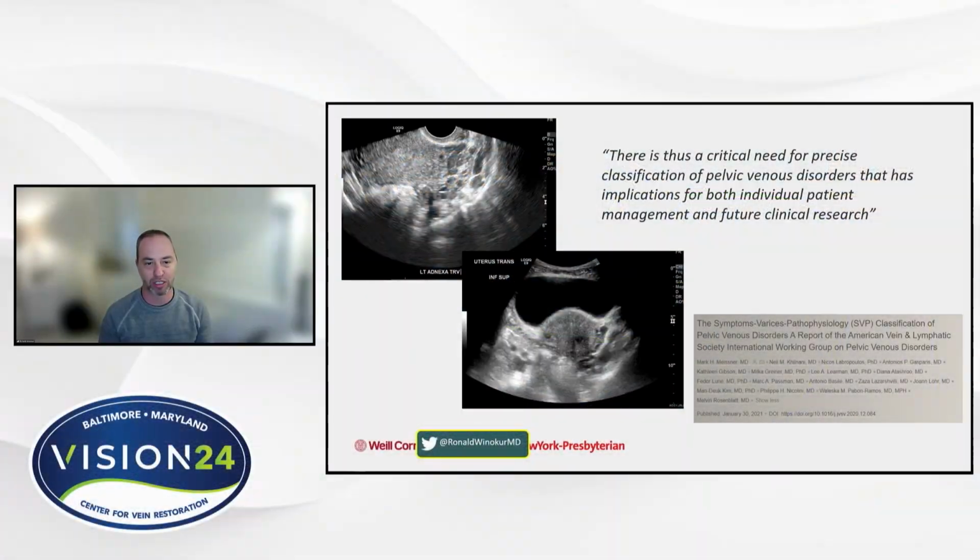This quote talks about the critical need for classification of pelvic venous disorders and implications for both individual patient management and future clinical research. You can see these still images that I put into this slide of these large pelvic varices in the periuterine space and periovarian space. And so we need to better identify this patient population, the outcomes in this patient population, and how we're going to assess for optimal treatment strategy.